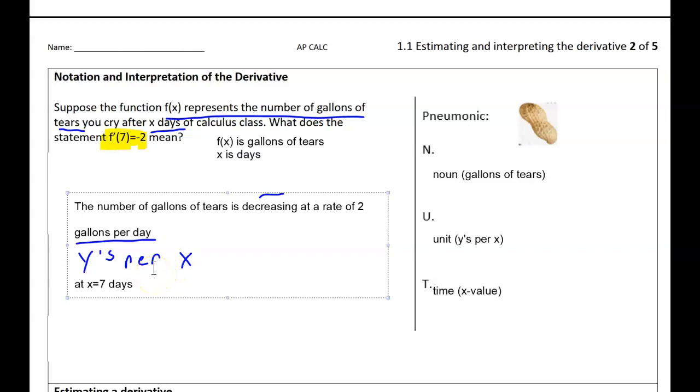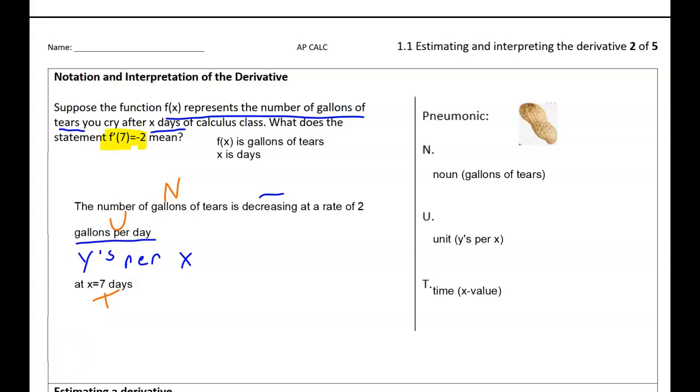And this is an AP style question. They don't ask you about tears, but this is a question they would ask you in the AP exam. So number, unit, time, every time you're asked for an interpretation, we're going to do that in this class. So there's my NUT, my nut, for this particular interpretation.